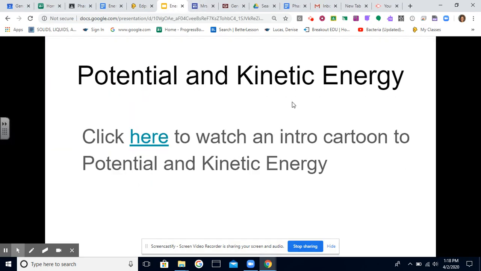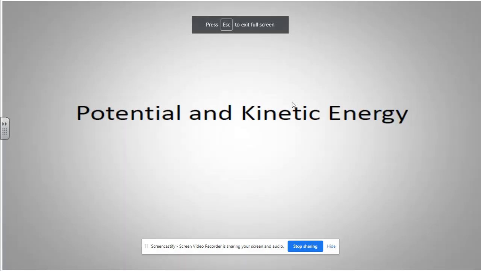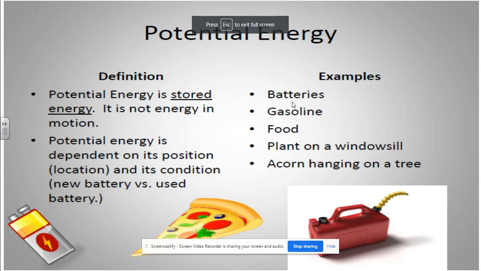Right, that was our video on potential and kinetic energy. Back to our tutorial. When we talk about potential energy, we are talking about the object's stored energy. This is not energy that's being used, but instead energy that's being stored. Potential energy is dependent on an object's position and condition, okay? Meaning where it's located and if it's new versus used.